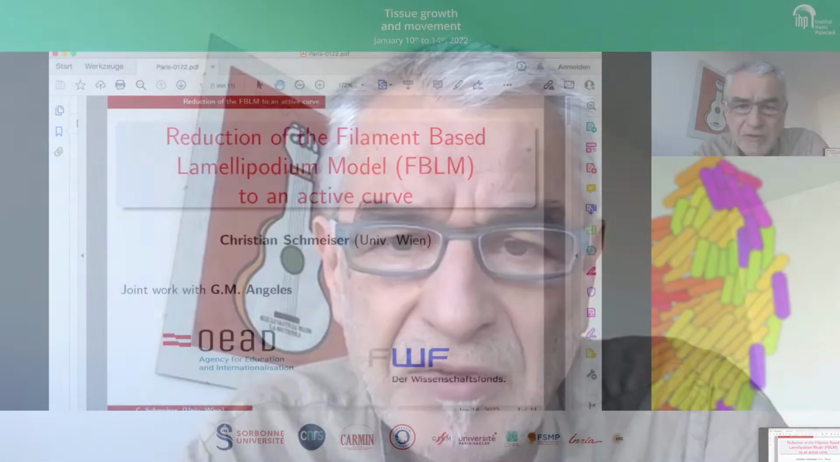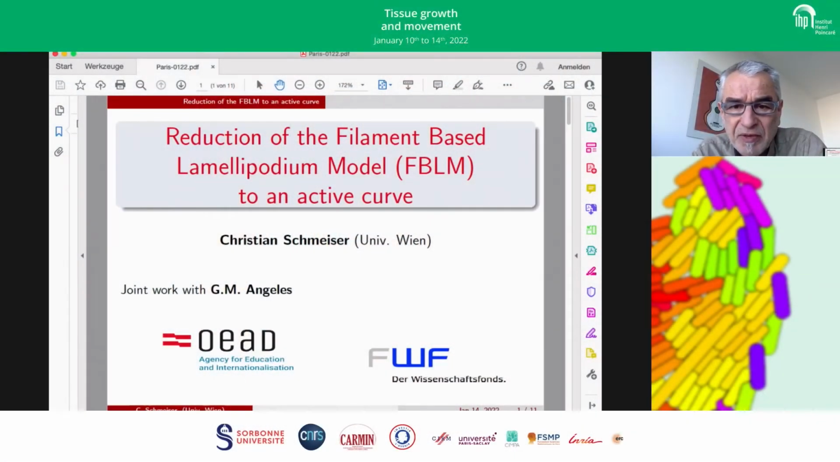You will see filament based is motivated by the fact that, different from other continuum models for this organelle, we don't use standard, more or less off the shelf continuum models, but we try to develop the model from a more microscopic perspective.